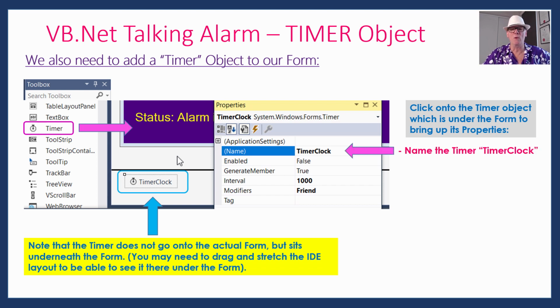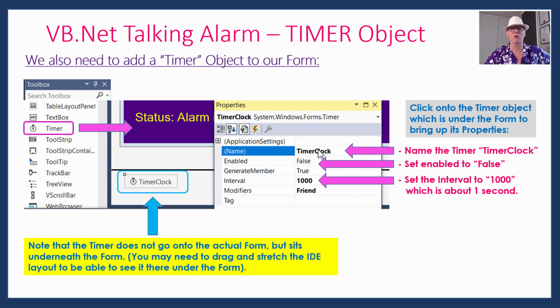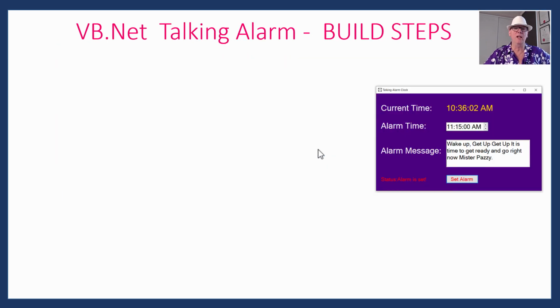So we're going to name this one timer clock. So make sure you type that in for the name, because we're going to be using that in the program. We're just setting enabled there, leaving it set to false, that it's not enabled at the moment, it's not switched on. And the interval is 1000, which will give us about 1 second ticks of the clock, which is what we want for our particular program we are doing here.